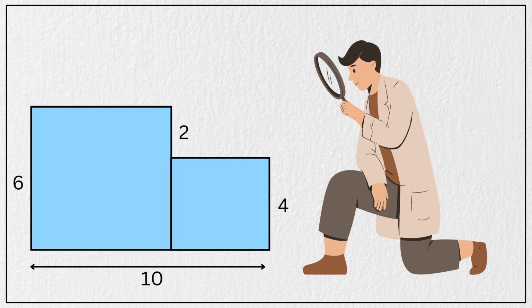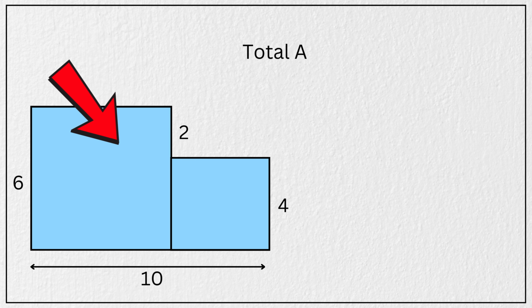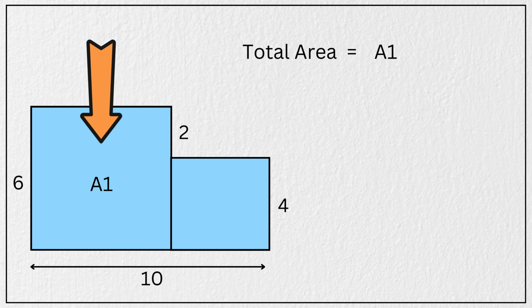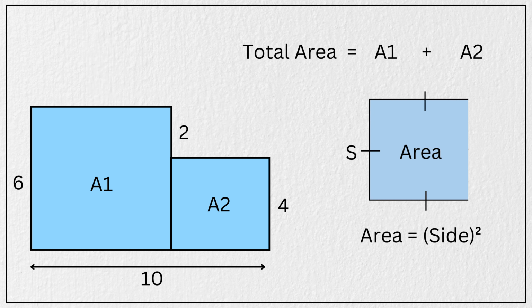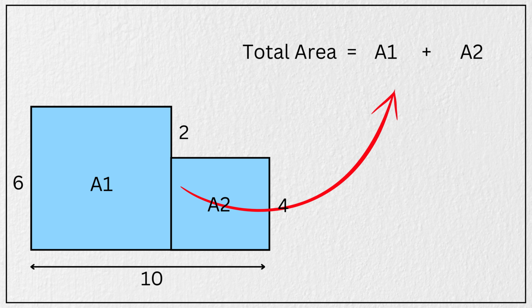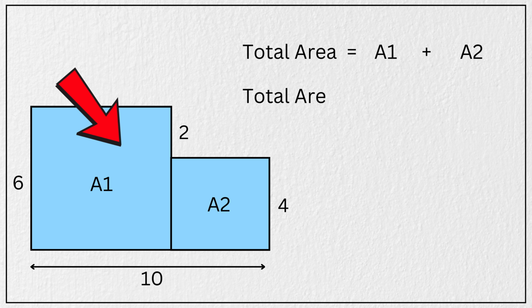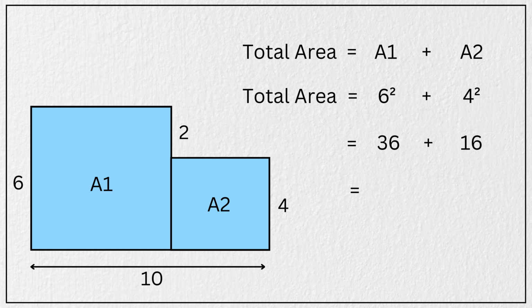Now looking at the figure, we can say that total area of this blue shaded region will be equal to area of this square with length 6 units plus the area of this square with length 4 units, right? And we know that area of square is calculated by squaring its side. So substituting the values we get, area of this blue shaded squares is equal to 6 square plus 4 square, which is equal to 36 plus 16, or 52 square units. And that's our final answer.